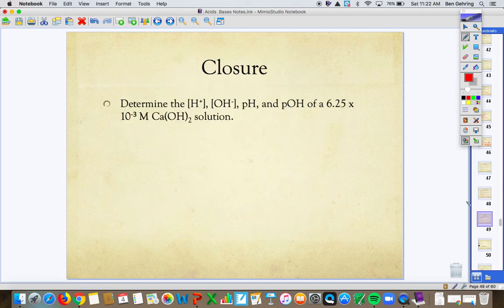I want you to determine the hydrogen concentration, hydroxide concentration, pH, and pOH of a 6.25 times 10 to the minus 3rd molar calcium hydroxide solution. If you have questions on this, please see me and we'll get them straightened out.